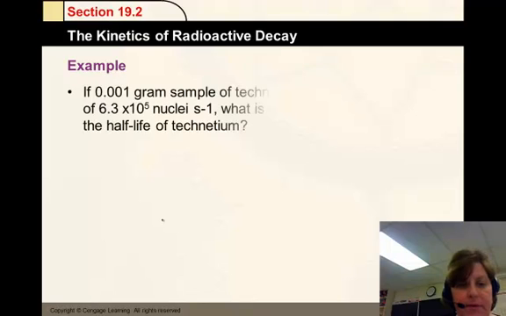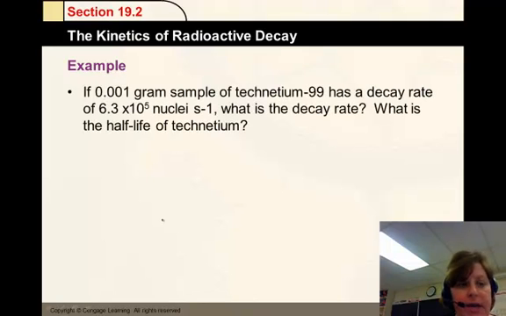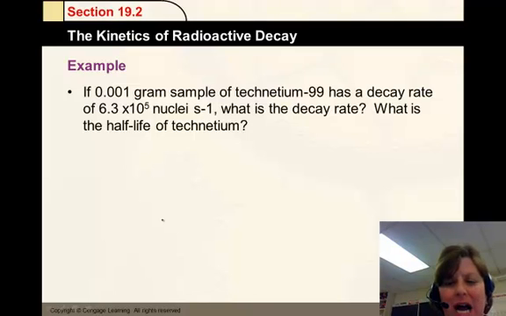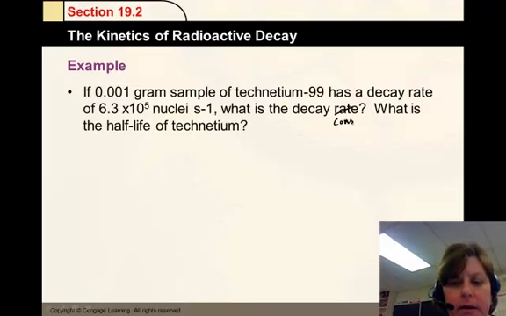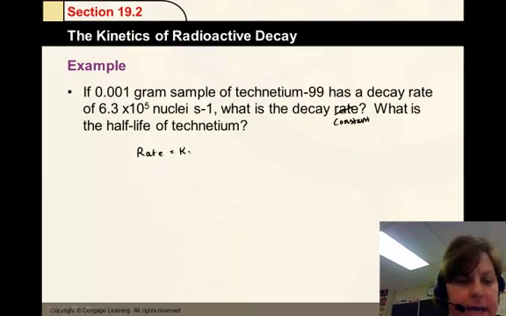And the last example that we're going to look at is: a 0.001 gram sample of technetium-99 has a decay rate of 6.3 times 10 to the 5 nuclei per second. What is the decay constant, I think is what I meant to say here. What is the half-life of technetium? So this is kind of two questions. Remember from earlier, the rate equals k times Nt to the first. This is a first order reaction.